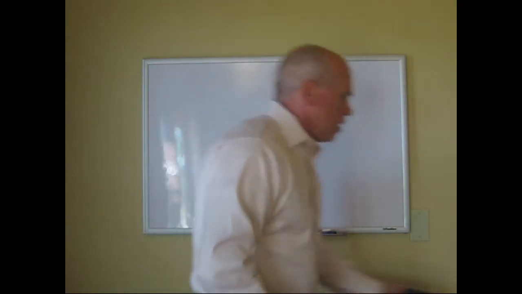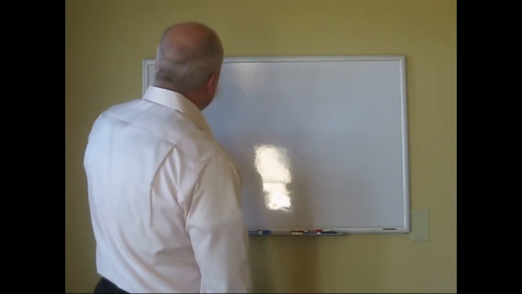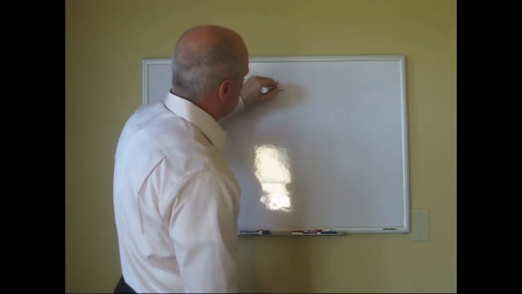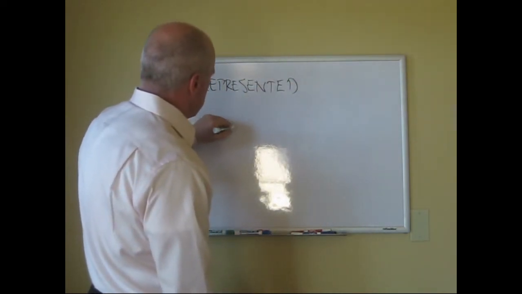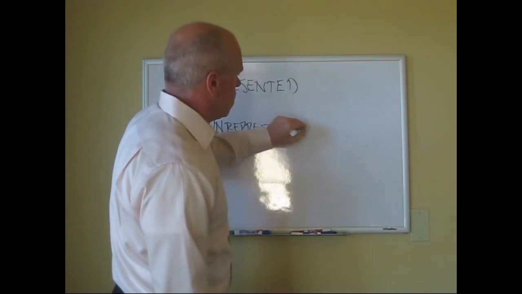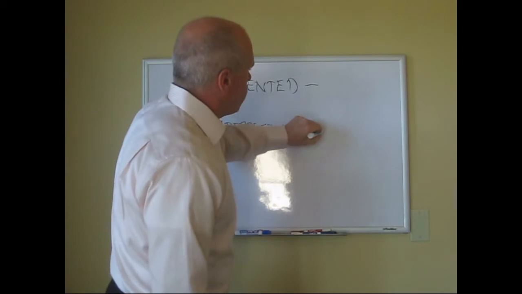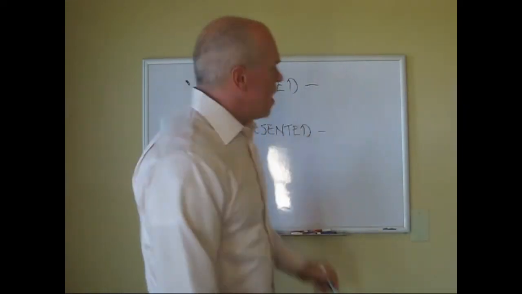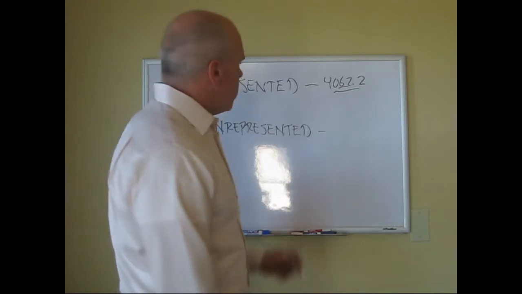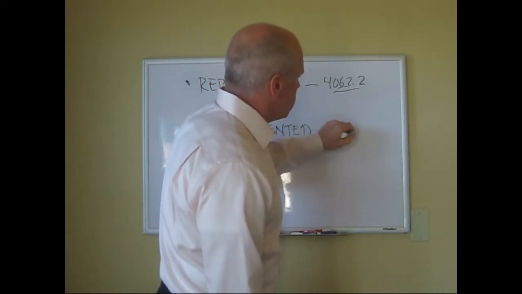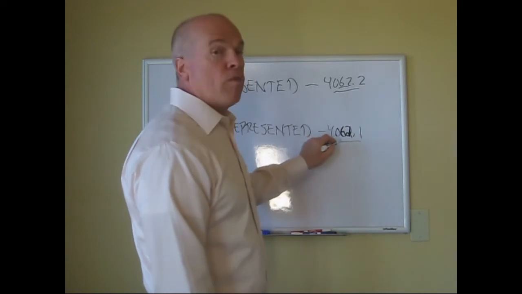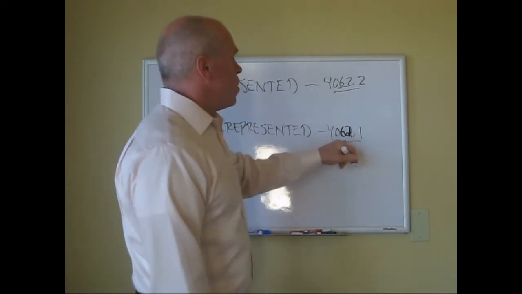Now, the plot gets even thicker because the pathway to a QME panel can differ based upon whether or not the injured worker is a represented injured worker versus an unrepresented injured worker. Now, for the represented injured worker, we refer to the process as it's described in Section 2 of Labor Code 4062. For the unrepresented injured worker, we refer to the process as it's described in Section 1 of Labor Code 4062. So this is 4062.1, this is 4062.2.